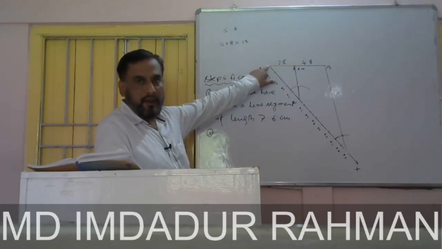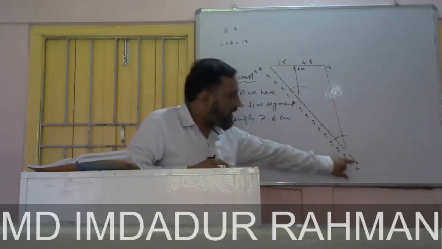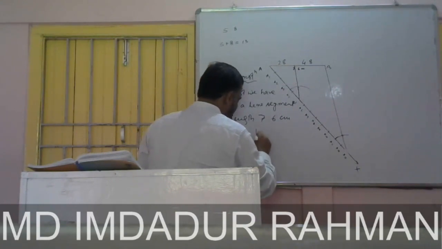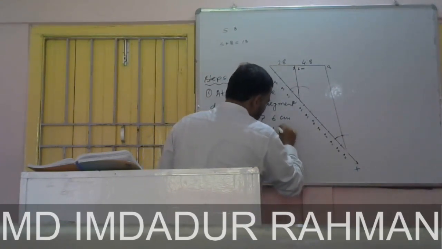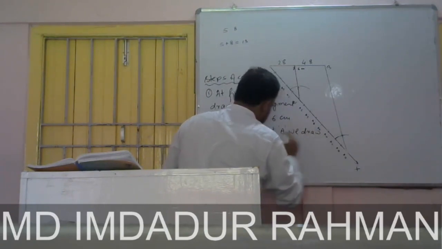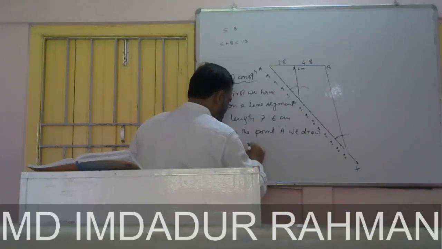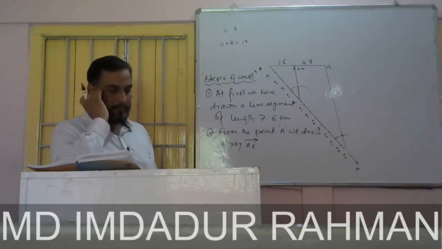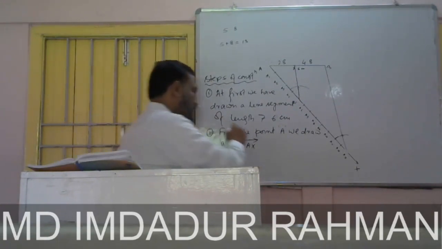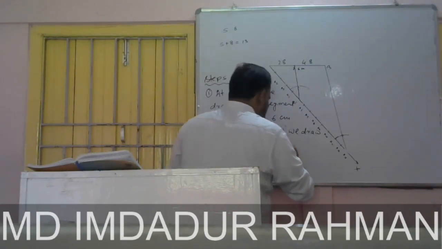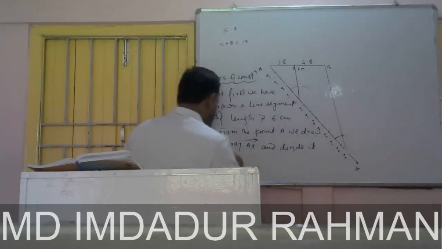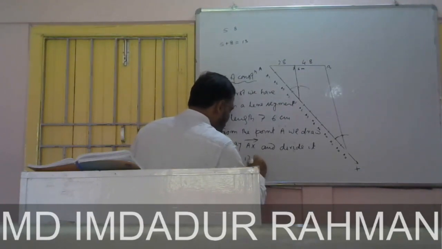From the point A, we draw a ray AX. From the point A, we draw a ray AX and divide it into 13 equal parts.